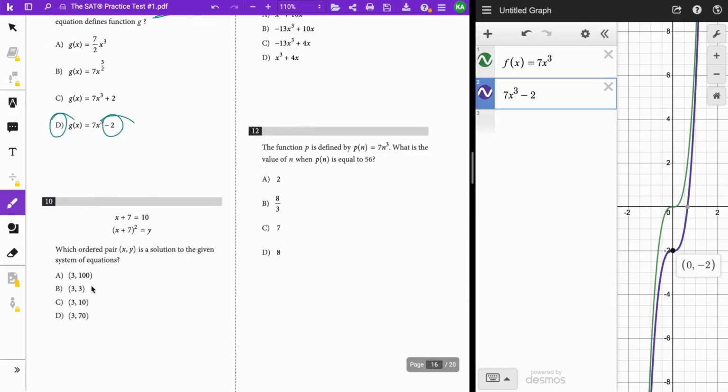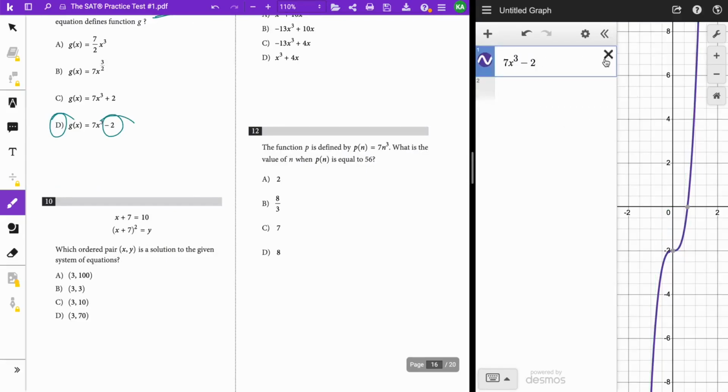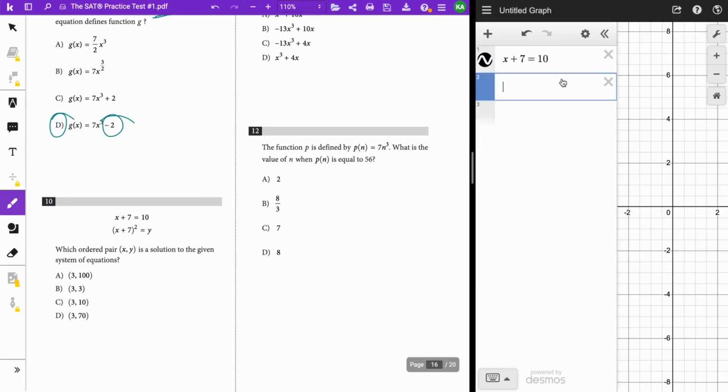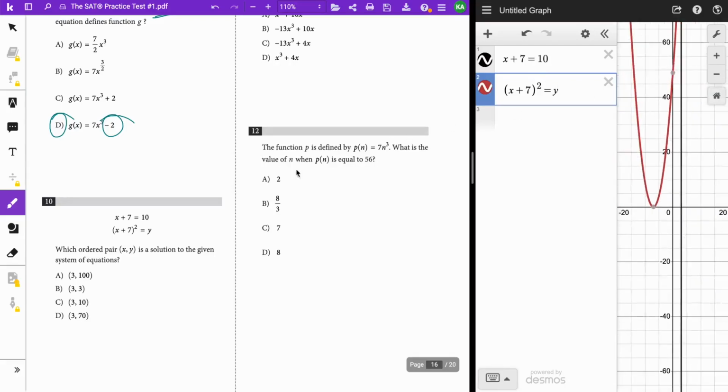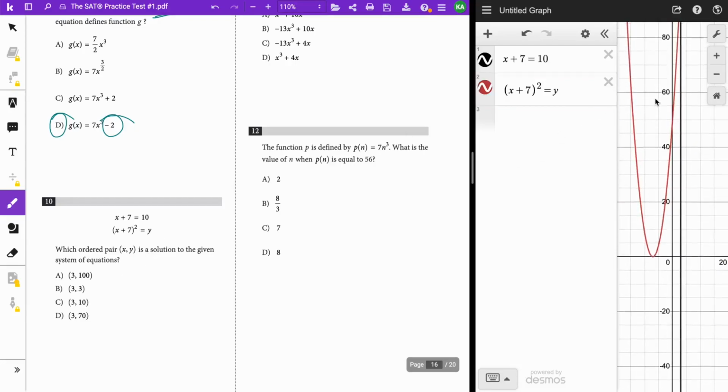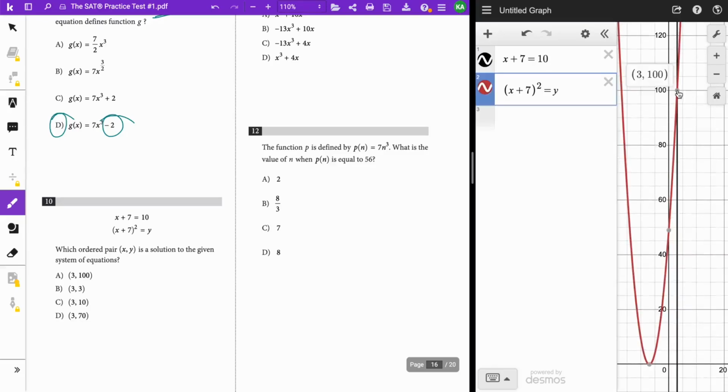Okay, how about number 10? What ordered pair is a solution to this system? So this should be one that we can do pretty easily in Desmos. We'll just type it in as we see it, and I'll tell you what to look for in a second. There we go. So if we zoom it out, the solution to a system is the intersection point. So if you scroll this up now, the red and the black graphs are going to intersect there, and that would be the solution. So how easy, right? And that gives us an answer of course, A.